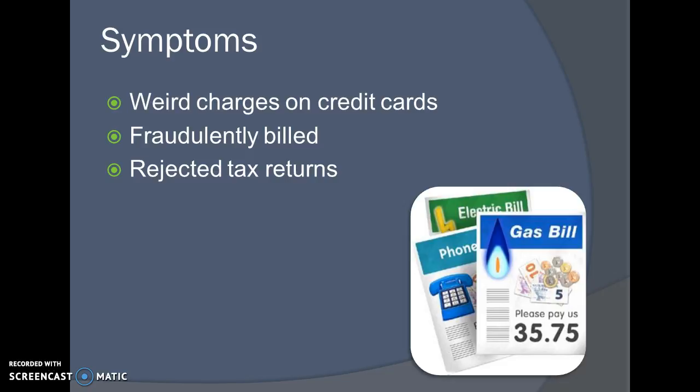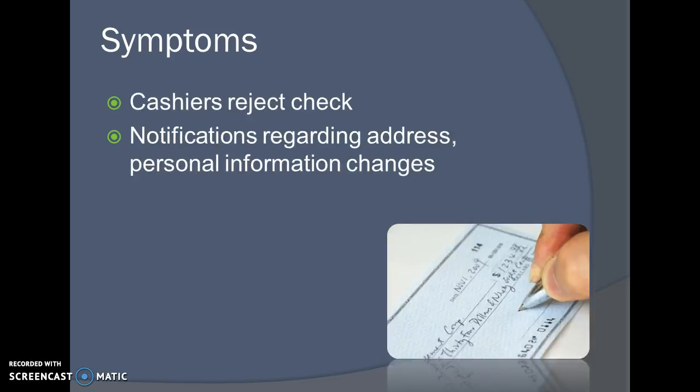Symptoms of identity theft include weird charges on the victim's credit card, a victim being fraudulently billed for services they never received, and a rejected tax return, which may indicate a fraudster has already filed taxes for the victim. Other symptoms include a cashier not accepting a victim's check due to the cashier not knowing if the victim is really who they say they are, and any notifications that passwords or address changes have been made that the victim did not make themselves.